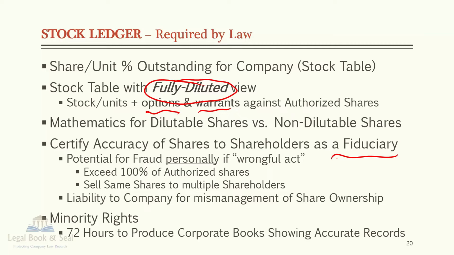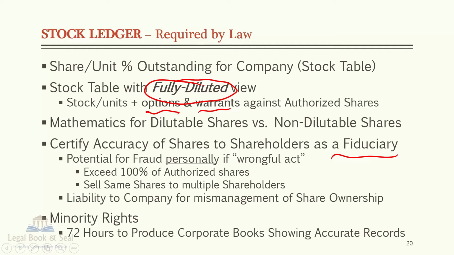Now, you also have potential for fraud personally if you do wrongful acts. For example, some of those might be exceeding the 100% authorized shares. Ooh, that's a big no-no. Selling the same shares to multiple shareholders. Again, a real problem. And the liability to the company for mismanagement of share ownership is pretty powerful because they don't like that mismanagement, especially when you're the senior parties in the company and you're trying to harm the minorities.